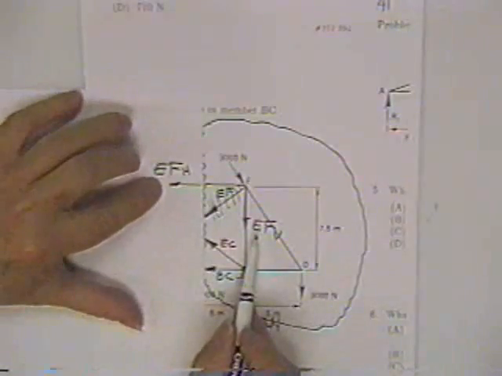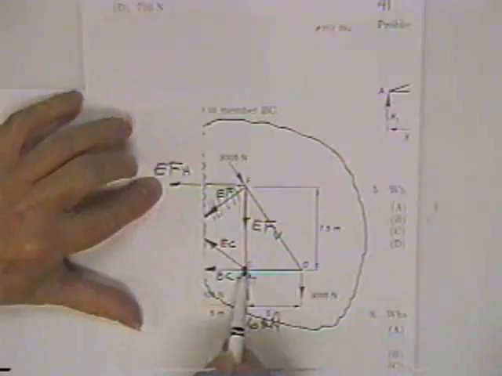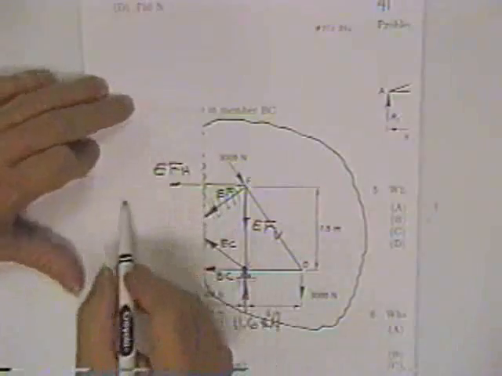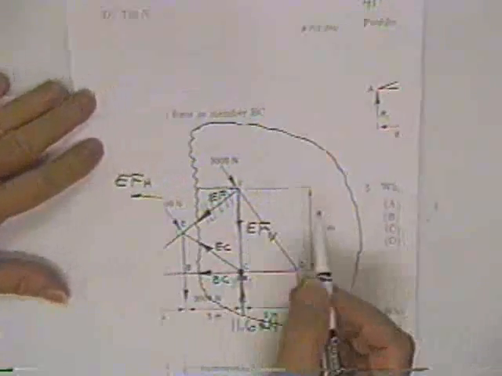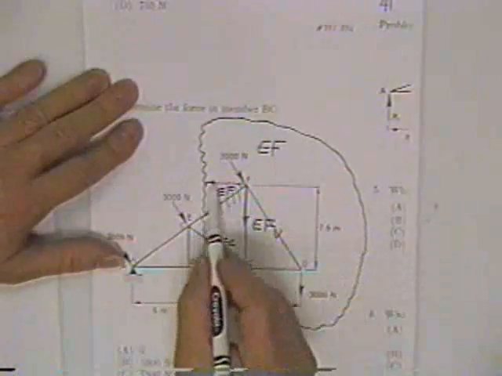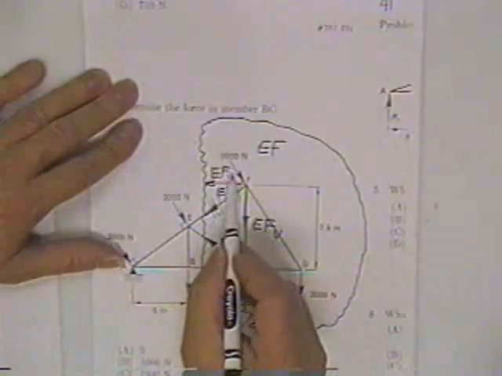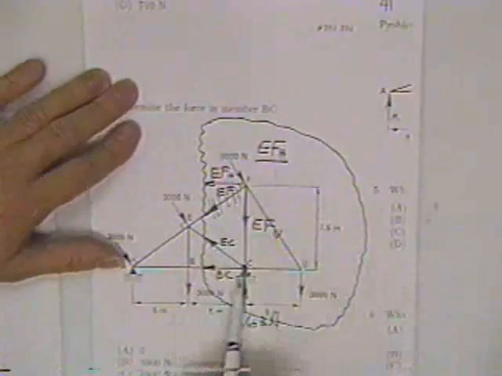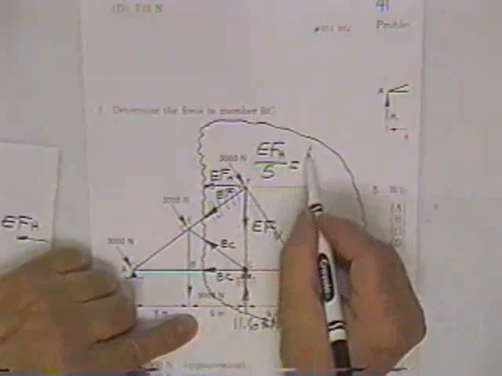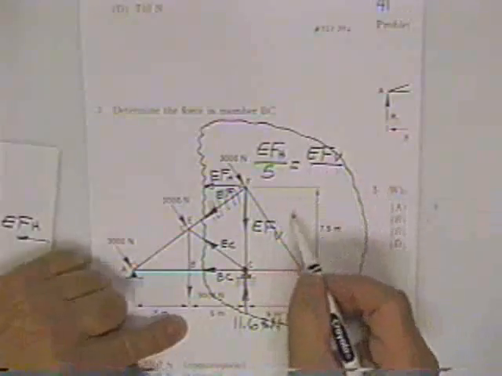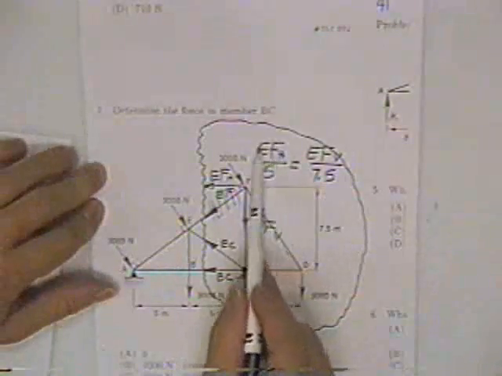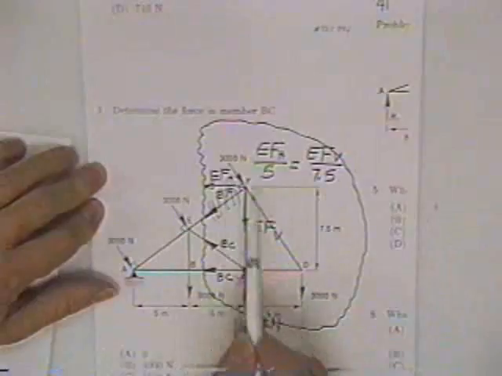Sometimes these two won't both go through, or one of them won't go through your point, and they'll both be left hanging out in your moment equation. Then get rid of one of them by saying that EF horizontal is to 5 as EF vertical is to 7.5. See, that'll let you substitute this in here if you wanted to.